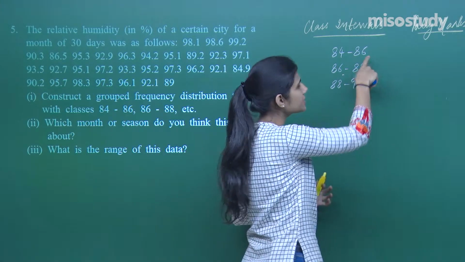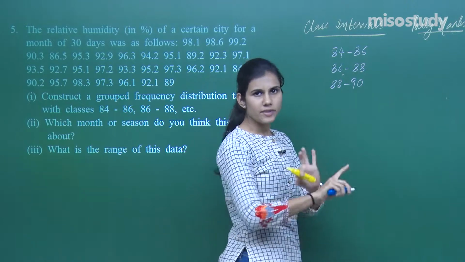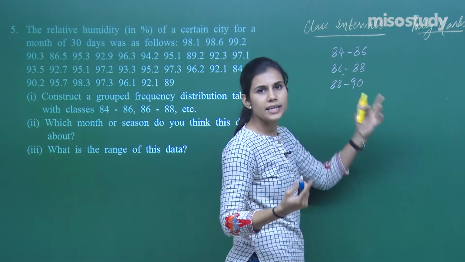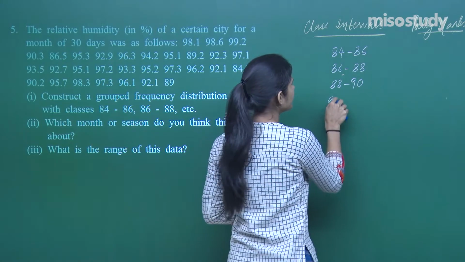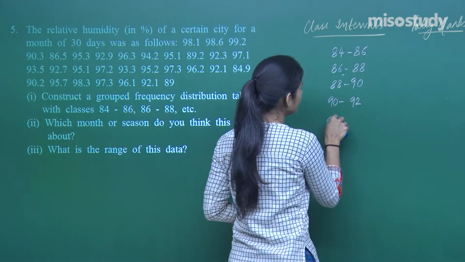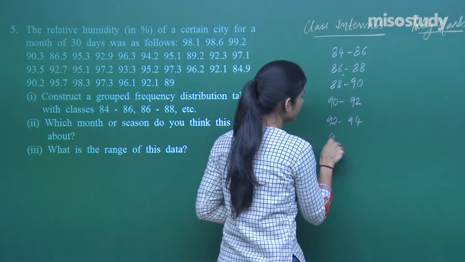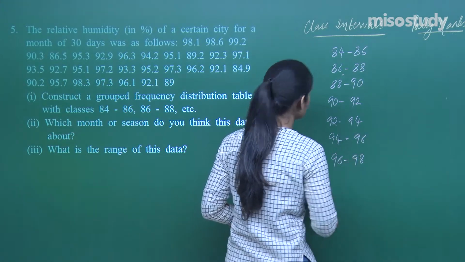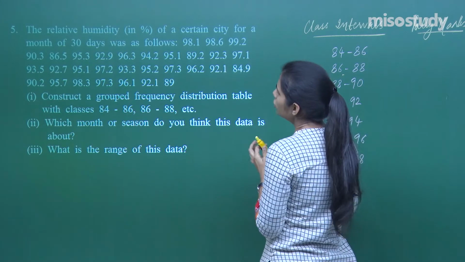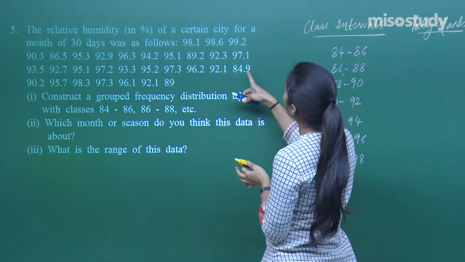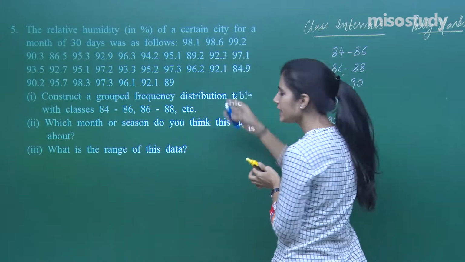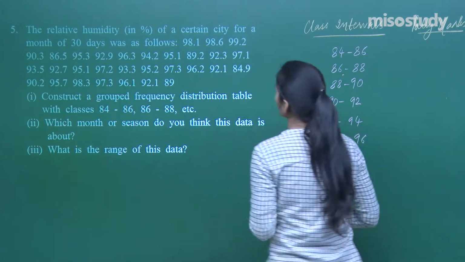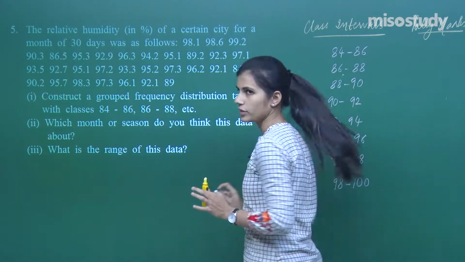In 84 to 86, what am I including? 84 and 85, that is it. 86 is not included, 86 is included in the next class interval. It is again the exclusive case. Then 90 to 92, 92 to 94, 94 to 96, 96 to 98. Can I stop over here? Okay, so let me see. I have numbers beyond 98 as well. Let me take 98 to 100. But I don't have anything beyond 100, so I stop over here.